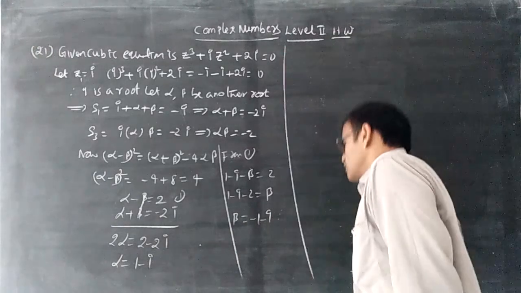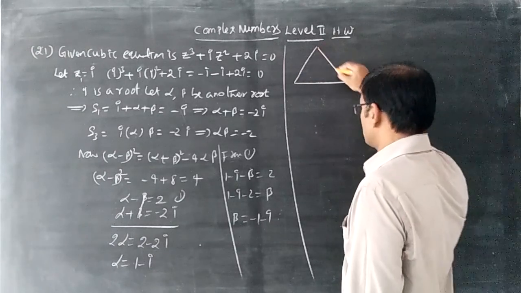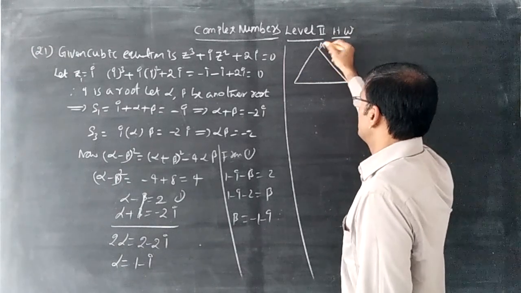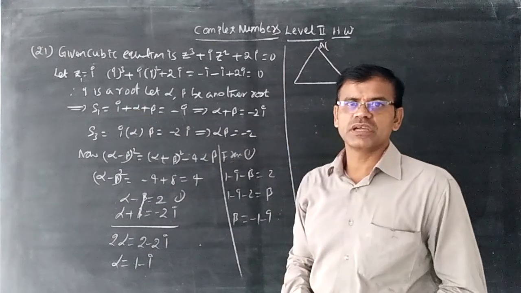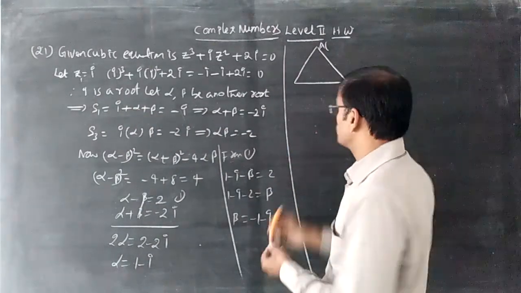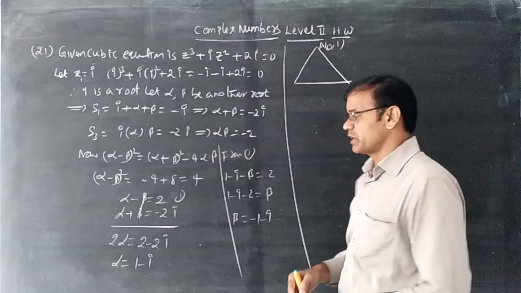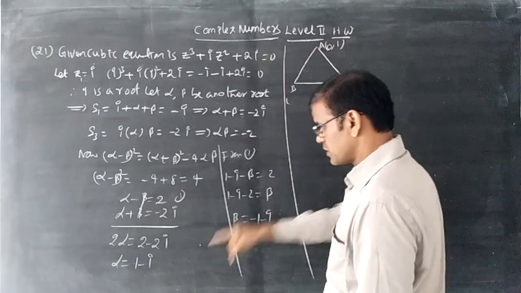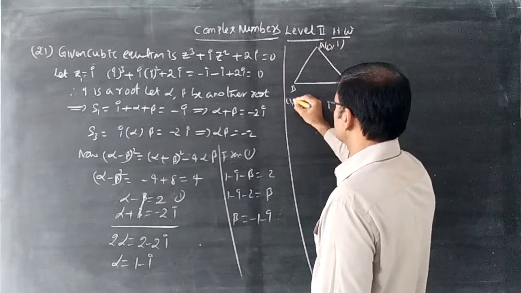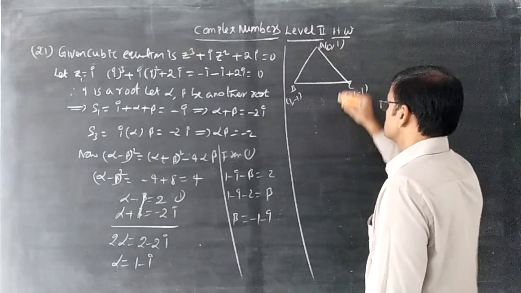Now you can draw a triangle. Let A be here. First I verified with only i, that i meaning 0 plus i, so 0 comma 1, right? If it is minus i, you can write 0 minus 1. And this is B, this is C. Let this be 1 comma minus i, so it is 1 comma minus 1. This is minus 1 comma minus 1.